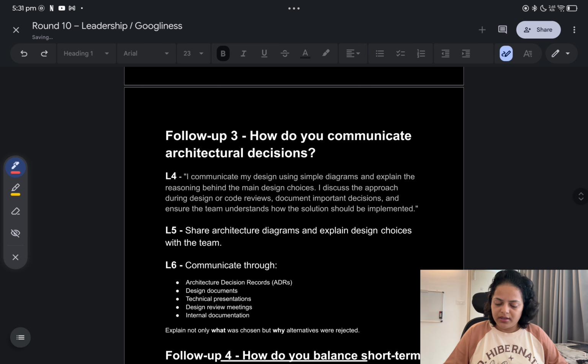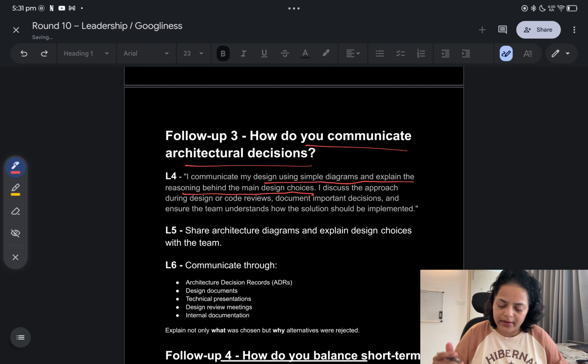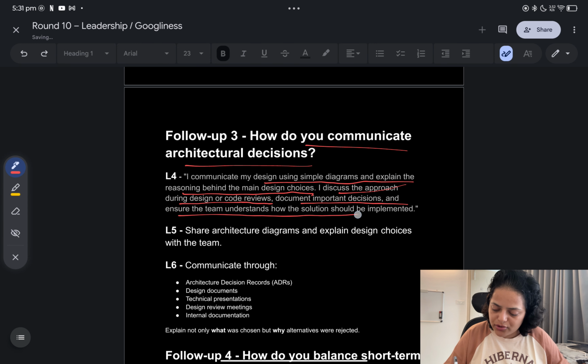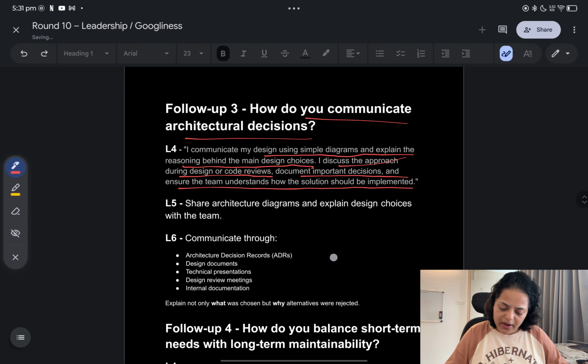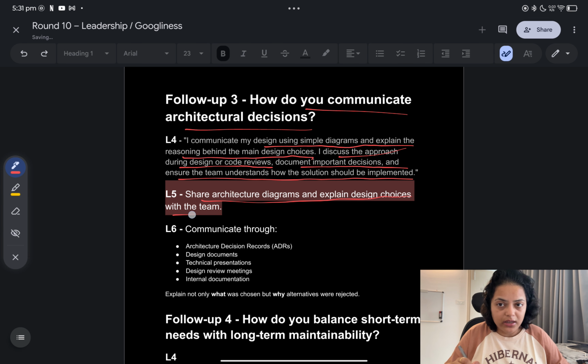Now follow-up question 3 is, how do you communicate architectural decisions? So L4 will say that I communicate my design using simple diagrams and explain the reasoning behind the main design choices, why he has chosen this design. I discuss the approach during design or code review, document important decisions, and ensure the team understands how the solution should be implemented. Right? L5 will say that he will share architecture diagrams and explain design choices with the team.